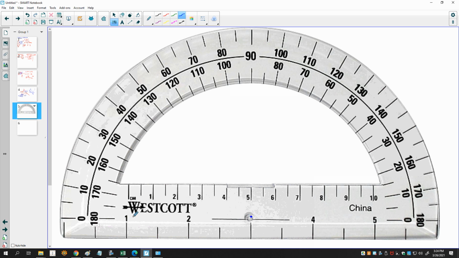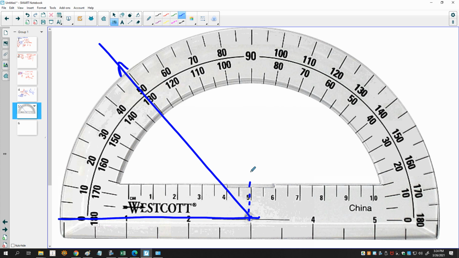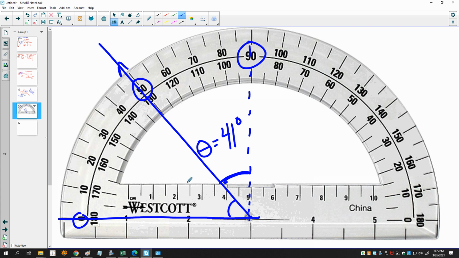If I have an angle, let's say I have an angle right here, I want to know, say, what is this angle right here? The way that I find that is I take the difference between 90 and what's that, like 49. So this angle will be theta equal to 90 minus 49 is 41 degrees. Or if I'm trying to measure this angle, I'll go from 0 to, that would be 49 degrees.